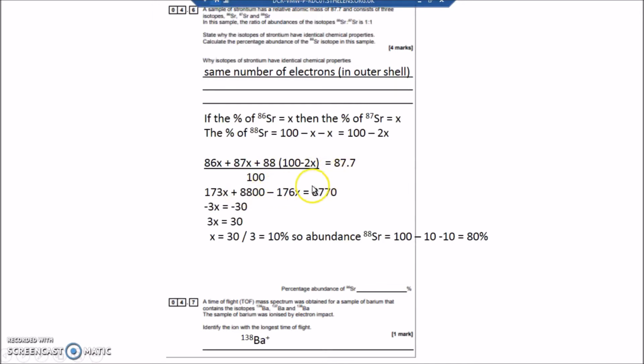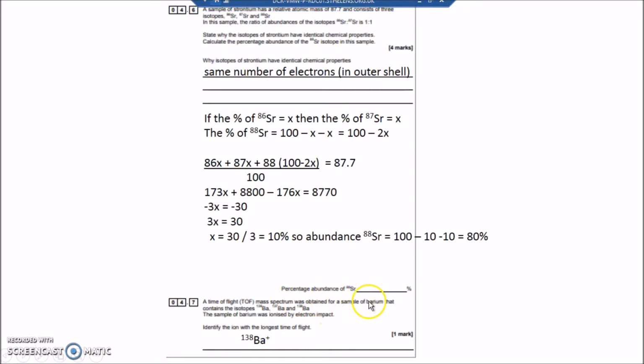And that equals the average, so I'm working out the average, that equals 87.7. Multiply both sides by 100, and then 173 take away 176 is minus 3X. Take this across the other side, so that becomes 8770 take away 8800, which is minus 30. Make both sides positive. 3X is 30, X is 30 divided by 3, that's 10%. So the abundance of the Sr isotope, that's X, is the amount of 86 Sr and 87 Sr, so the amount of 88 Sr is 100, take away the amounts of the other two isotopes, 80%.